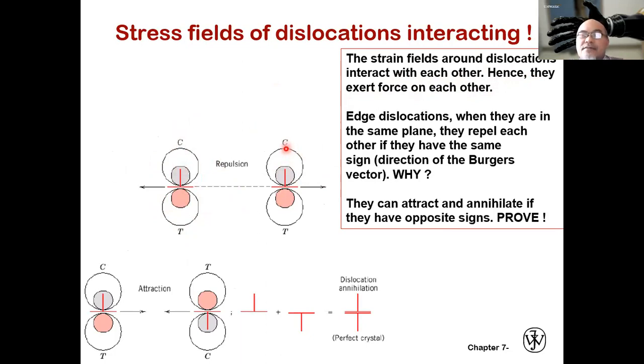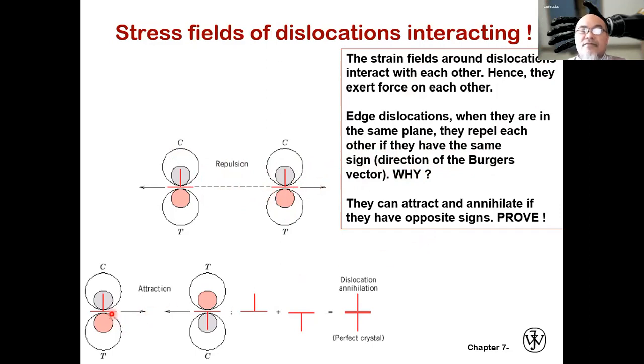Similarly, if you have a similar dislocation in this vicinity, where the upper part is also in compression and the lower part is in tension, they will repel each other. They cannot move towards each other. Instead, they will move away from each other. So edge dislocations in the same plane repel each other if they have the same sign, the same Burgers direction.